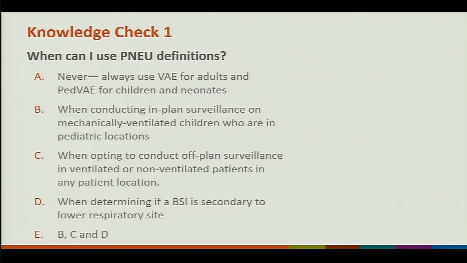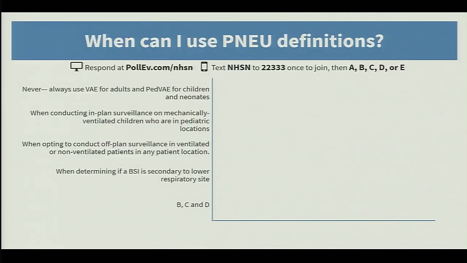Okay, with that being said, we have a question. Get your phones and computers, however you're participating. When can you use the pneumonia definitions? A: Never. Always use VAE for adults and PVAE for children and neonates. B: When conducting in-plan surveillance on mechanically ventilated children who are in a pediatric location. C: When opting to conduct off-plan surveillance in ventilated or non-ventilated patients in any patient location. D: When determining if a BSI is secondary to a lower respiratory site. E: B, C, and D.